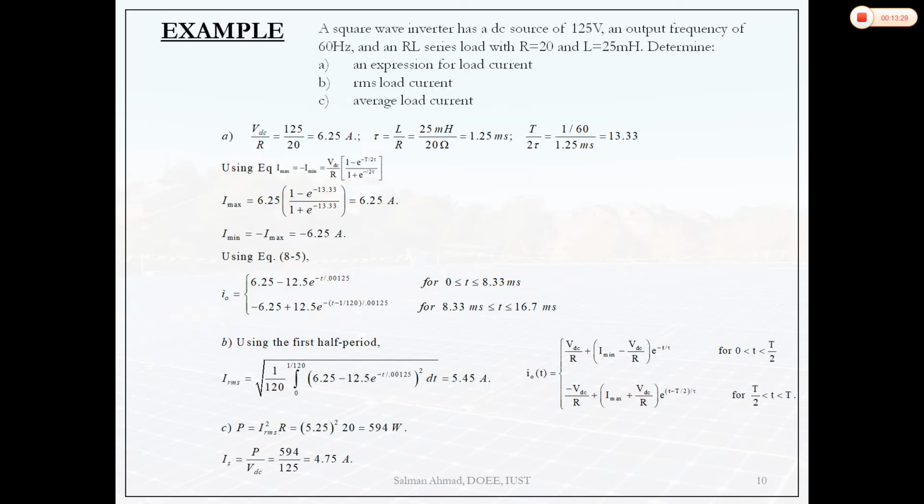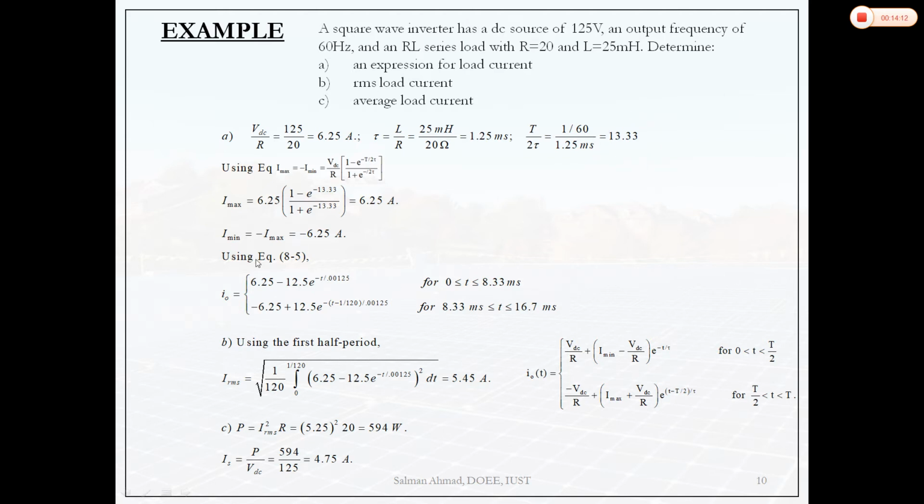Now we have one problem. A square wave inverter has a DC source of 125 volt, an output frequency of 60 Hz, and an RL series load with R equal to 20 ohm and L equal to 25 millihenry. We have to determine an expression for the load current, RMS load current and average load current. So you can see here VDC upon R is 6.25. Tau, the time constant, we can find as L upon R, 25 millihenry upon 20 ohm, which is nothing but 1.25 millisecond. Now T upon tau we can find, that is 13.33.